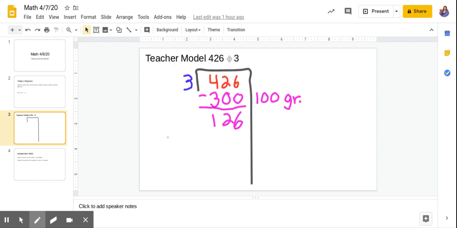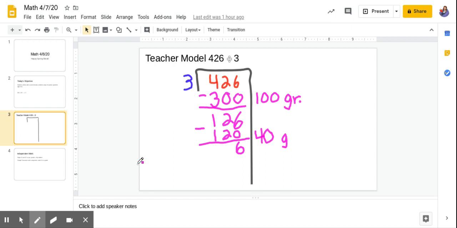3 times 10 is 30. 3 times 20 is 60. 3 times 30 is 90. I'm getting closer. 3 times 40 gives me 120. That's super close to 126. So I'm recording my groups here. And 3 times 40, just like I said, was 120. And just like we've been doing, the next step is to subtract. 126 minus 120 is 6.